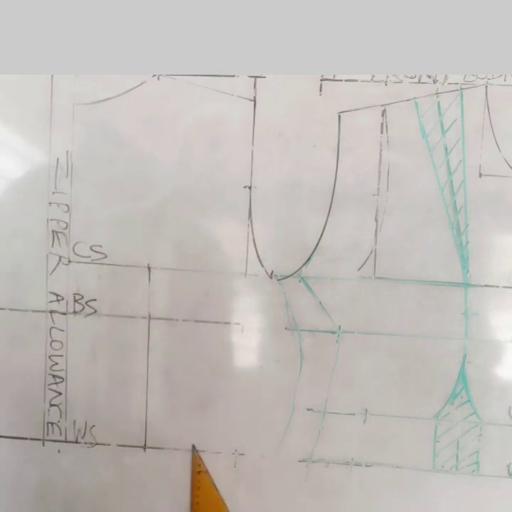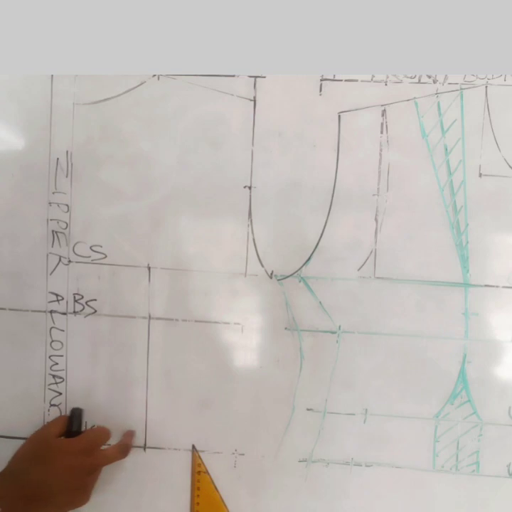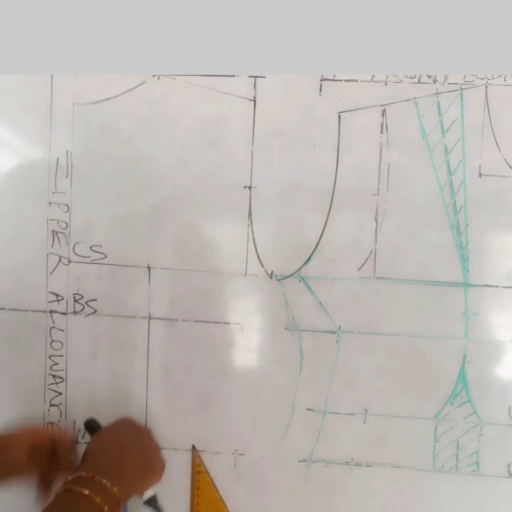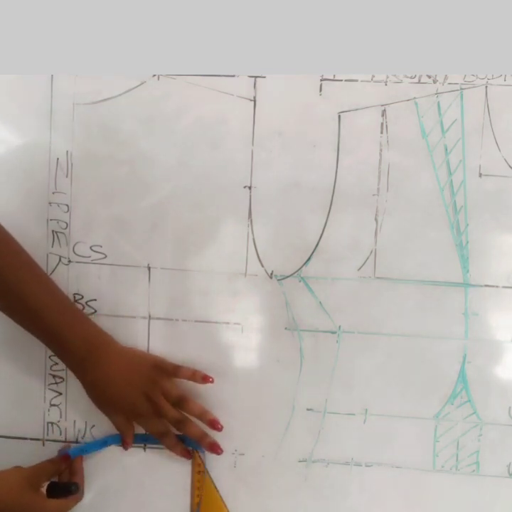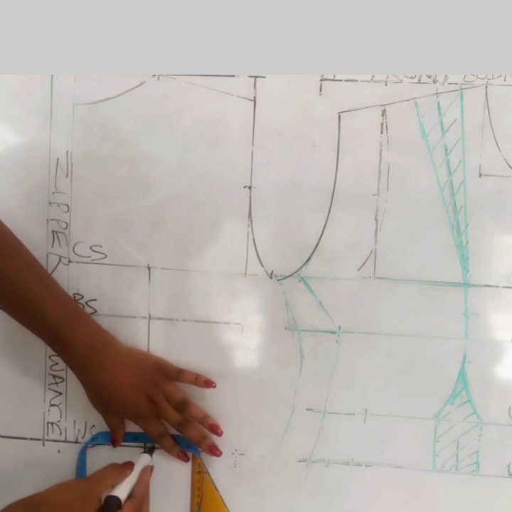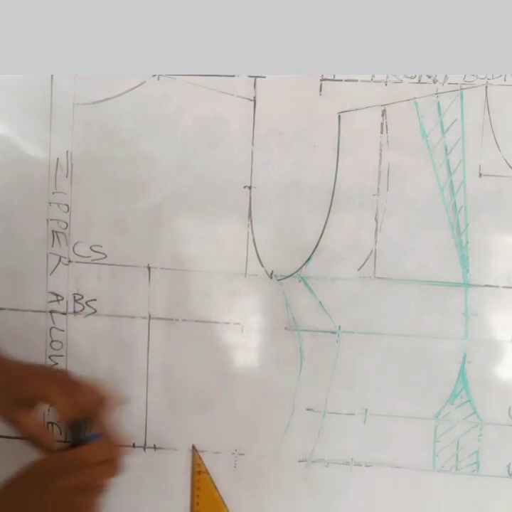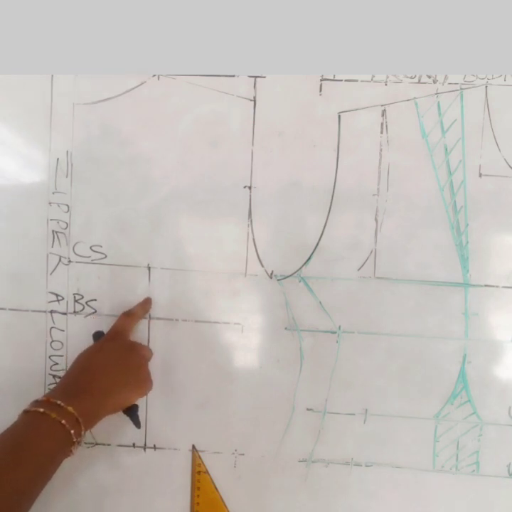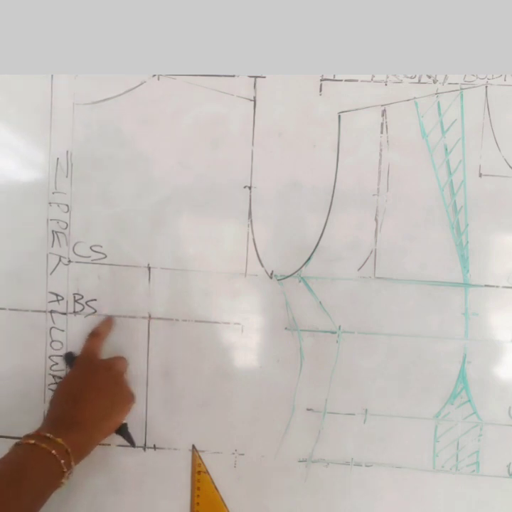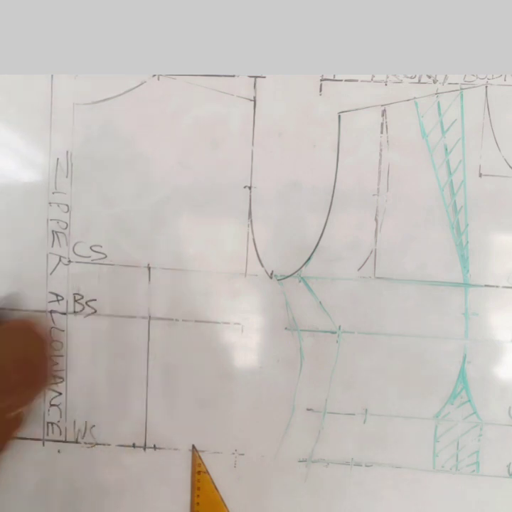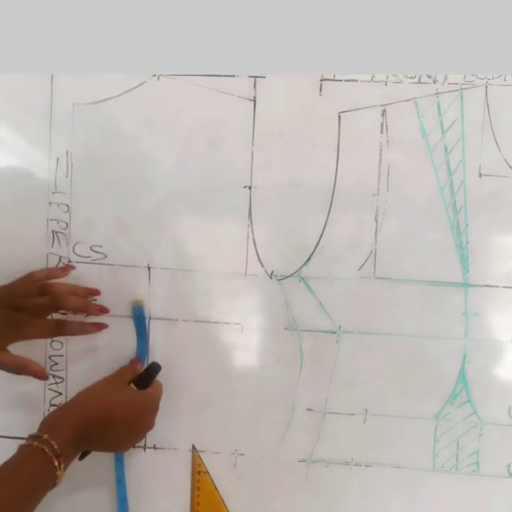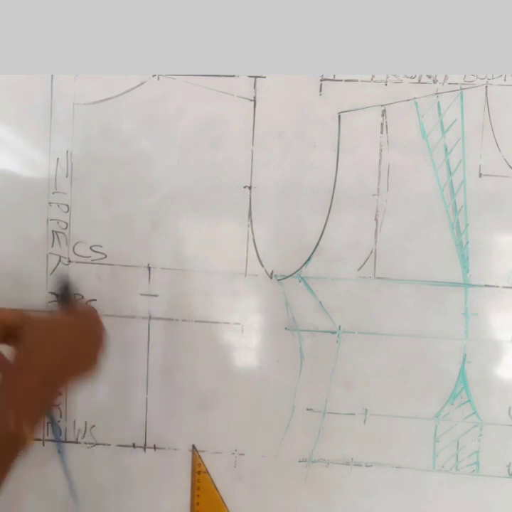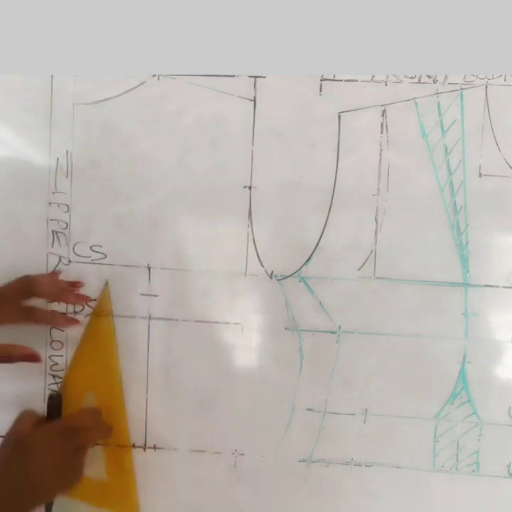For the back dart, I'll be using a dart of ½ inch on both sides. And the length of that will stop 1 inch above the bust line, before the chest line. So the dart will stop here, and then we'll just connect it in the form of a triangle.